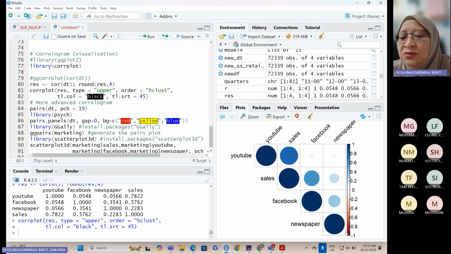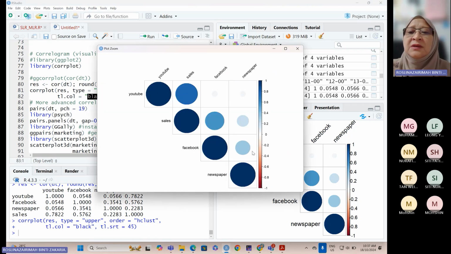Okay, if it is to the negative part, if I can zoom this. Yeah, if it is brown in color, that means it is negative direction. But if it is darker, that means strong negative correlation. But in this case, only on the positive side. That means strong positive correlation. The bigger circle means stronger correlation between YouTube and sales. So in other words, in marketing, they should use Facebook or YouTube to increase their sales.